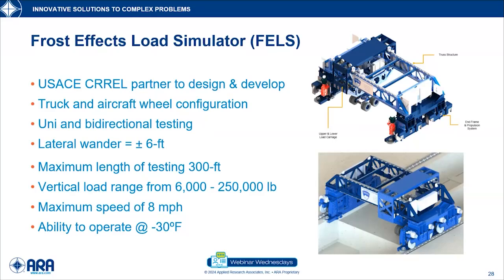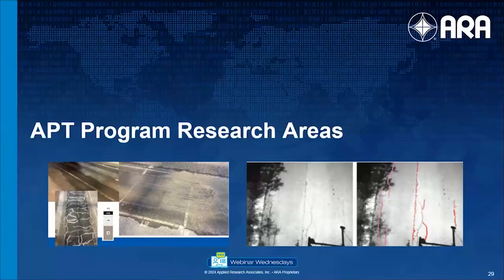So we will be able to apply up to 250,000 pounds at up to 8 miles per hour, with the ability to operate at minus 30 degrees Fahrenheit to simulate real Arctic conditions on equipment or aircraft landing or taking off from this type of infrastructure. Again, a very unique example of how an APT device can be designed and implemented for the agency's needs, and not the other way around.